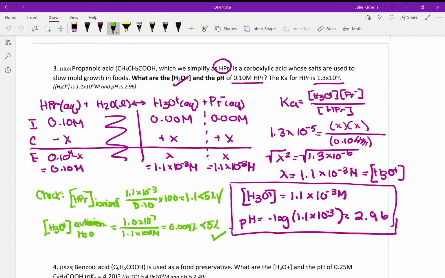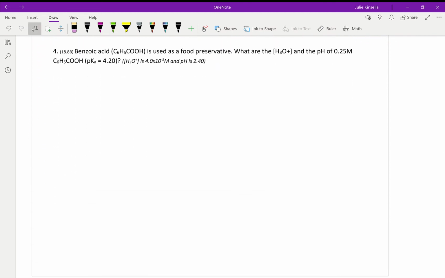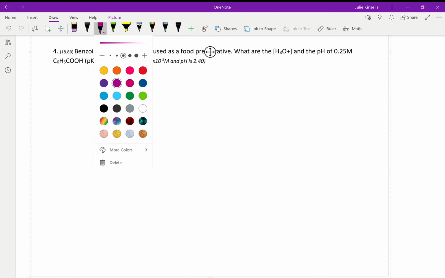If you feel like you need a little bit more help, keep watching, or just go ahead and check it after you do your work. All right, so we're going to move right on to, in this case, number 4.